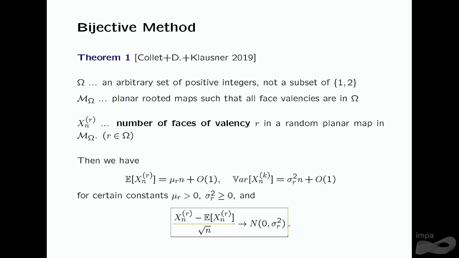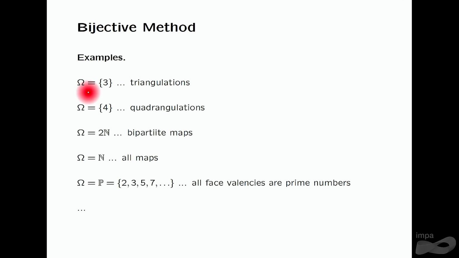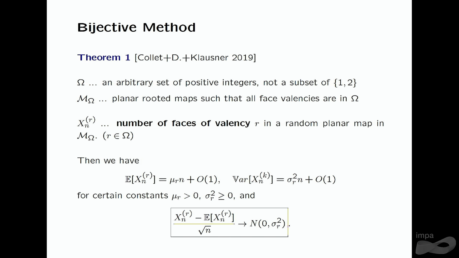For example, the number of triangles. But in a quite general context, we assume that we have an arbitrary set omega, and we only assume that our face valencies are contained in omega. For example, if omega is the even numbers, then we have bipartite maps. If we have only the prime numbers, this is a very strange set of maps. Or if we have just 4, then these are quadrangulations, which is more natural. But for any subset, really any subset, you get a central limit theorem for the number of faces of valency r.